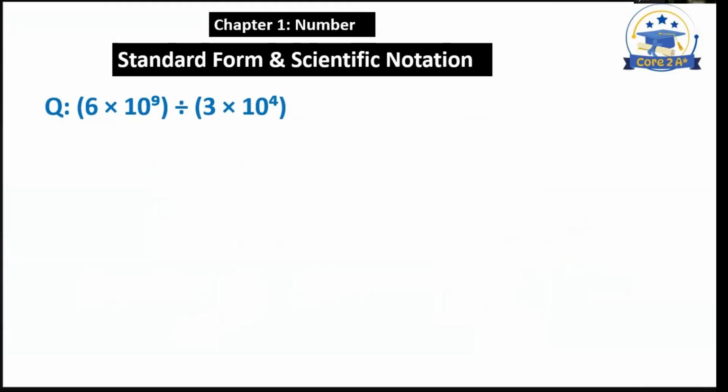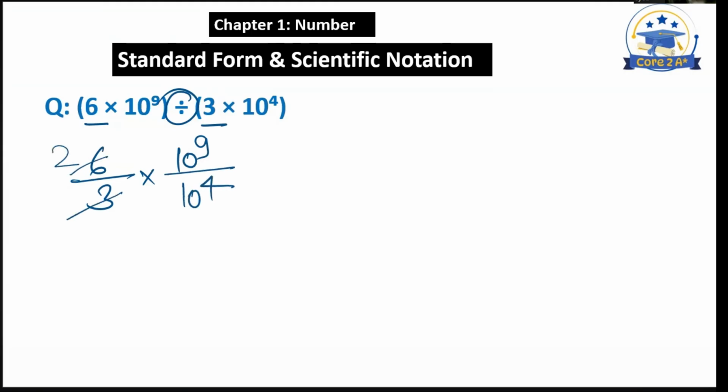Now, next. Again, you can do step by step: 6 over 3, because we have to divide, right? Division means we have to write in the denominator. Numerator as a 6, right? And 3 as a denominator. Similarly, in case of power, 10 to the power 9 will be the upper number as a numerator and 10 to the power 4 will be in the denominator. So, 2 times we are getting 6, 2.